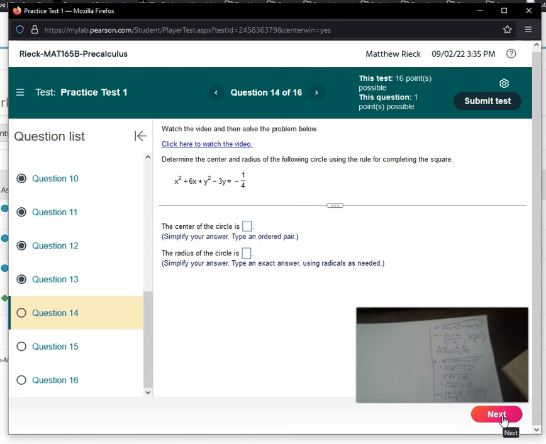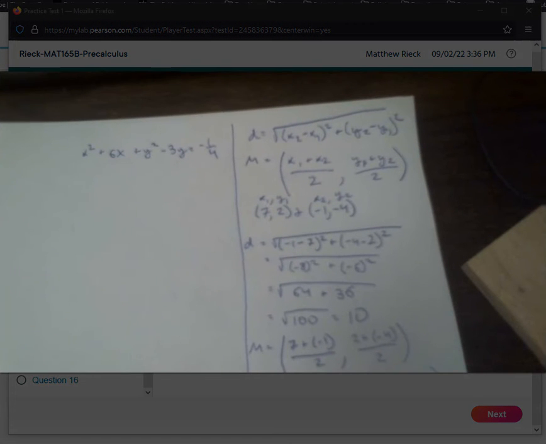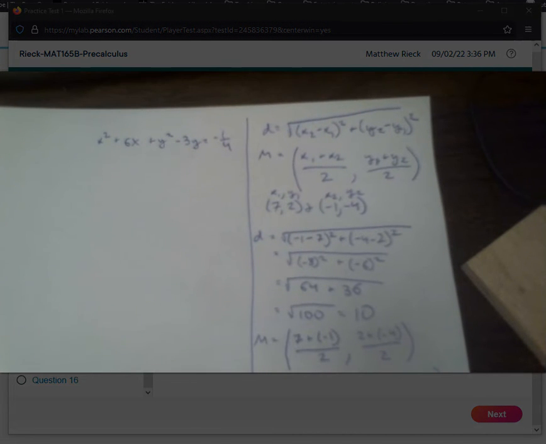Next couple questions are dealing with finding equations for circles. So going from the general form to the center radius form. All right, so here you have the general form for an equation for a circle: x squared plus 6x plus y squared minus 3y equals -1/4.